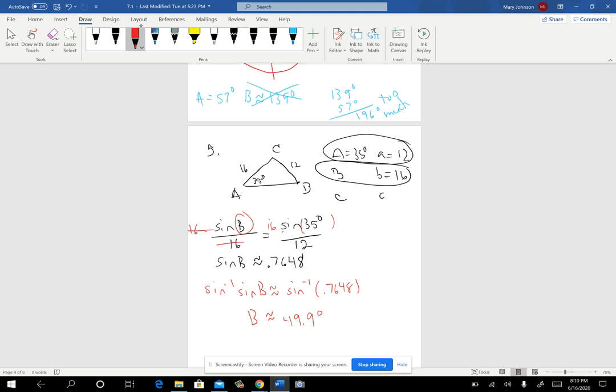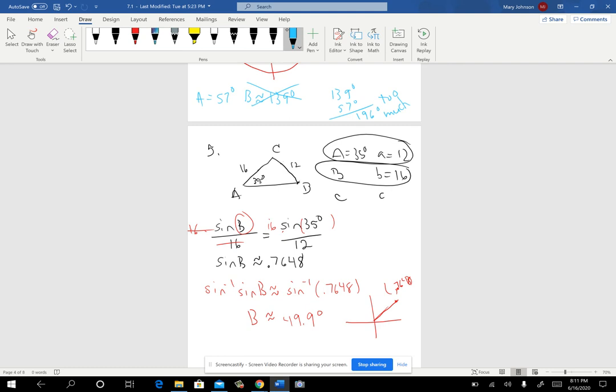All right, now here's the thing though. This is where I really need you thinking about it. If we were on a unit circle and we're at about 50 degrees, 49.9, with a radius of 1, then that 0.7648 is the y coordinate. Sine is associated with the y coordinate. It's positive. You see that? So that's the acute angle having that sine. That's what the calculator gives back to you.